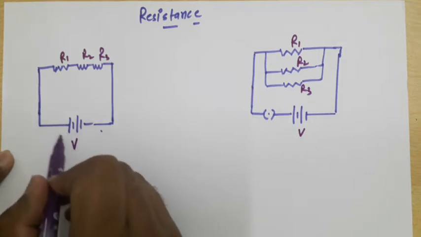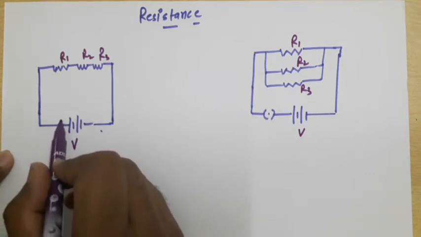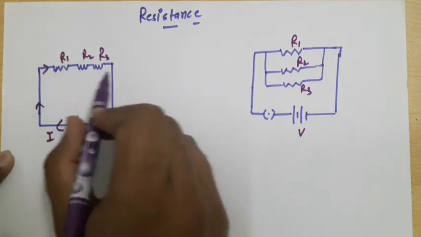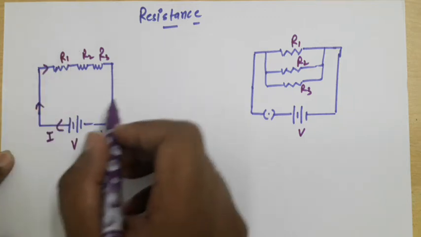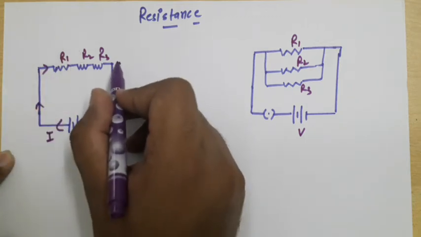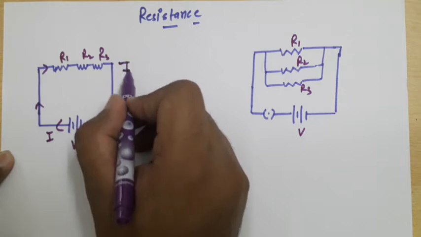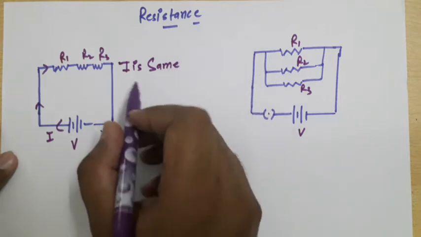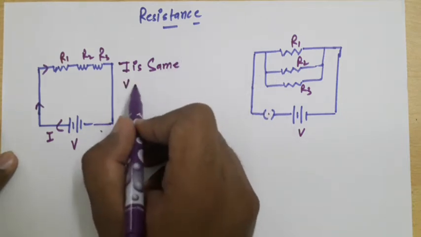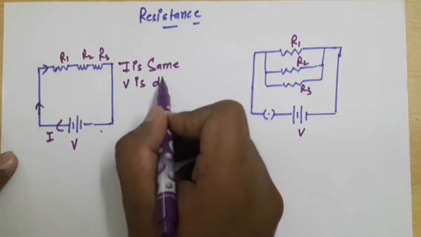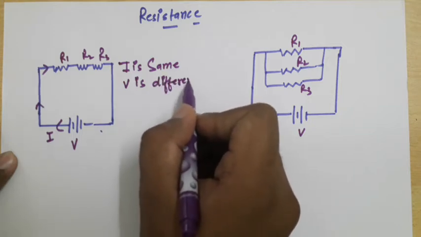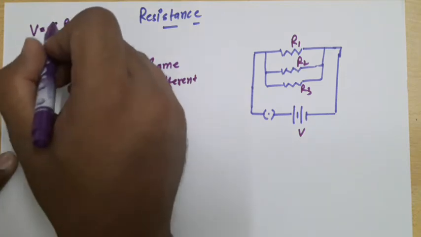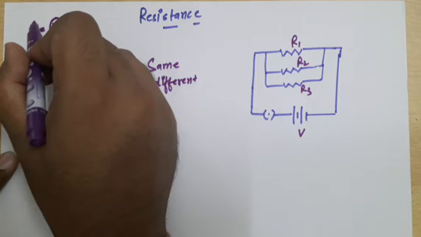In the case of series resistors, the current I is flowing, and we have seen that the current is the same in each and every resistor. So we assume two considerations for series arrangement. The very first one is that current is the same in all resistors. But the potential difference is different, as we are going to use the formula V is equal to IR. So it is very important to note what is V and what is I.